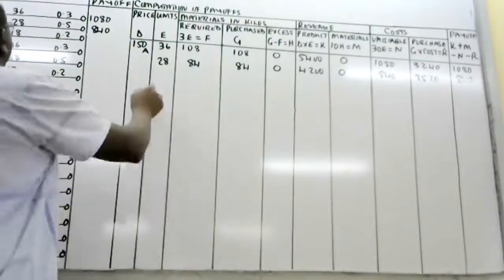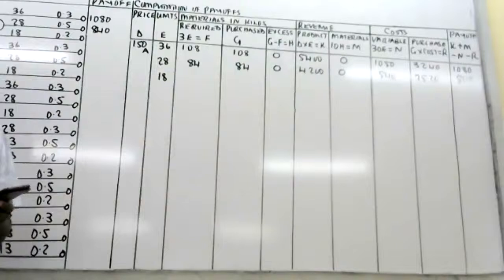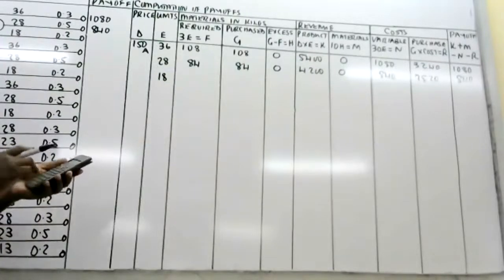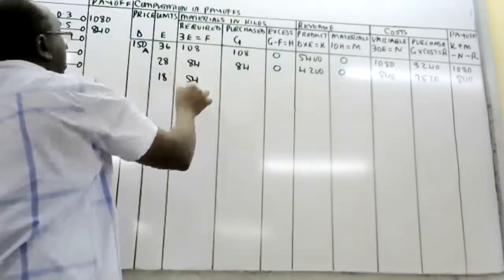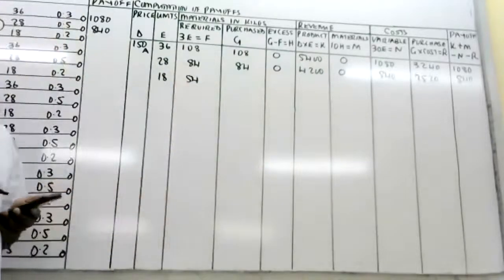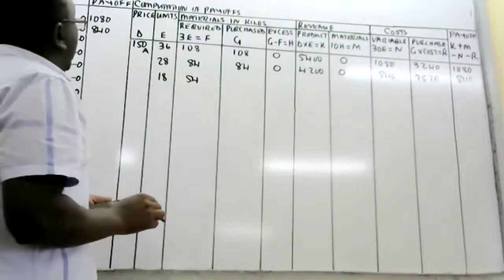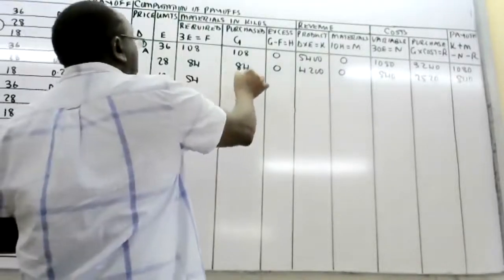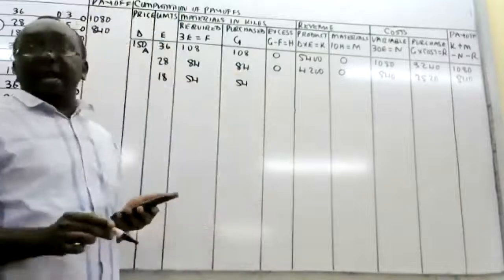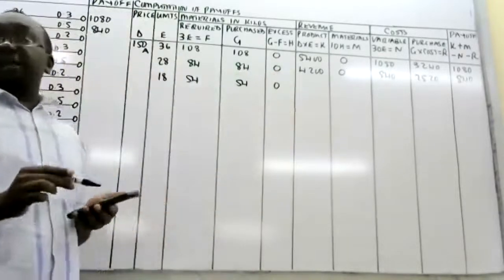Let's get the next one at 18. Now at 18, you will say 18 times 3. That is 54. And because we are in option A, we just buy the 54. And the excess is 0.